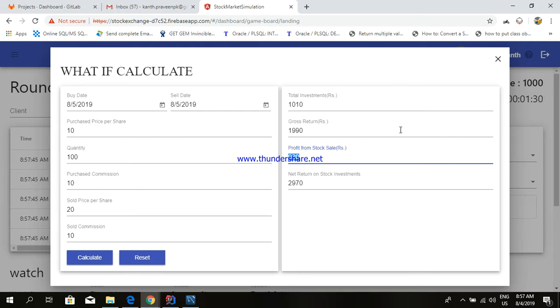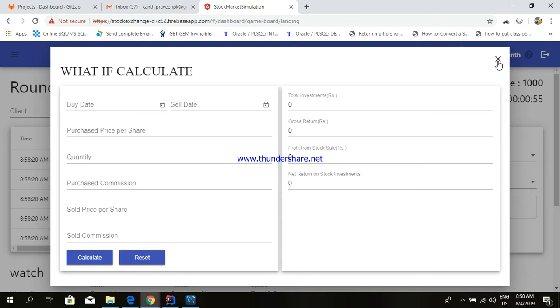Why we have added this concept is that the user might be misled about how the profit in hand is calculated in his user portfolio. In this case, he can have a clear picture: if you buy this much, he will be getting this much return profit from the stock sales. This picture is what we need to give the player through an informative dialog pop-up window. Yes, so I will reset this and close this window.